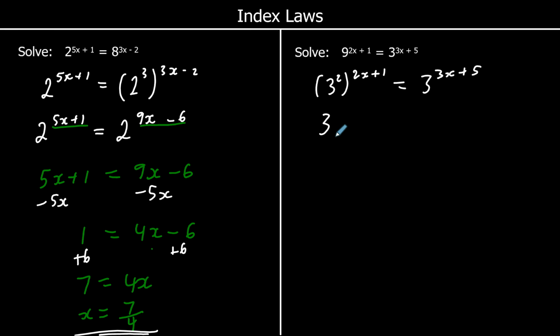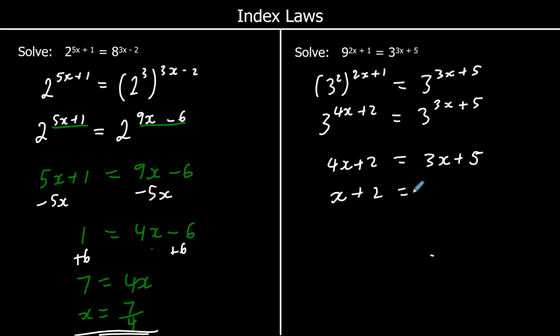3 squared to the power of 2x plus 1. We can times the powers. So 2 times 2x is 4x, 2 ones are 2. So 3 to the power of 4x plus 2 equals 3 to the power of 3x plus 5. The two powers must be equal in order for this equation to be equal. So 4x plus 2 must be equal to 3x plus 5.